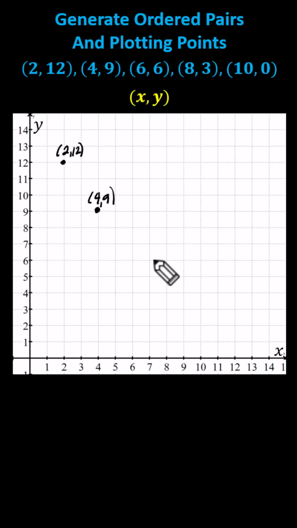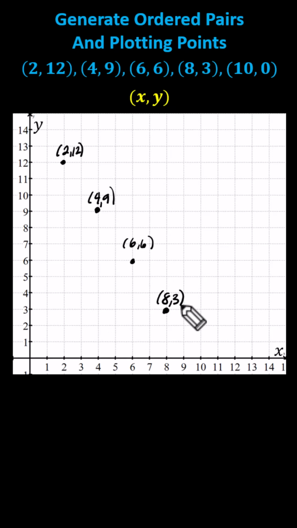The next ordered pair is 6, 6. From the origin, we move right 6 units, and then up 6 units. The next ordered pair is 8, 3. From the origin, because x is 8, we move right 8 units. Because y is 3, we move up 3 units. This is the point with coordinates 8, 3.